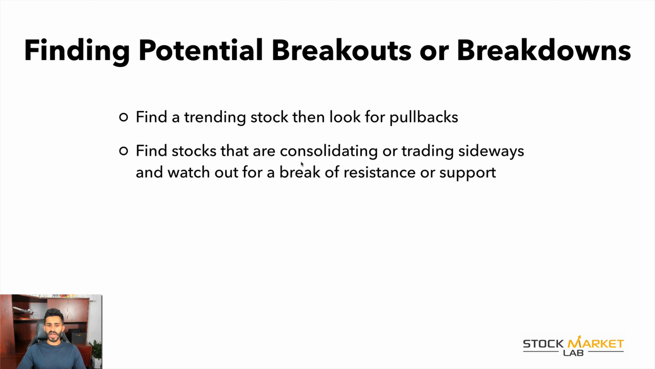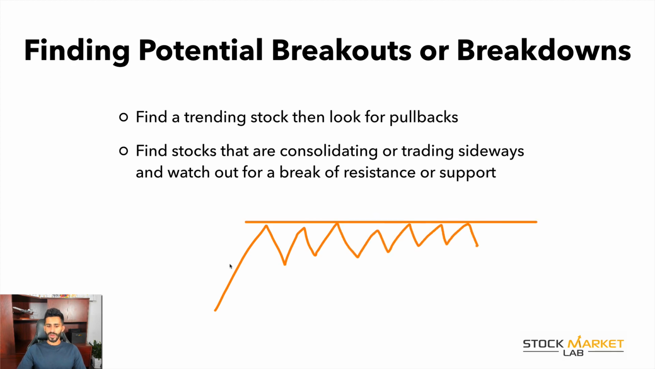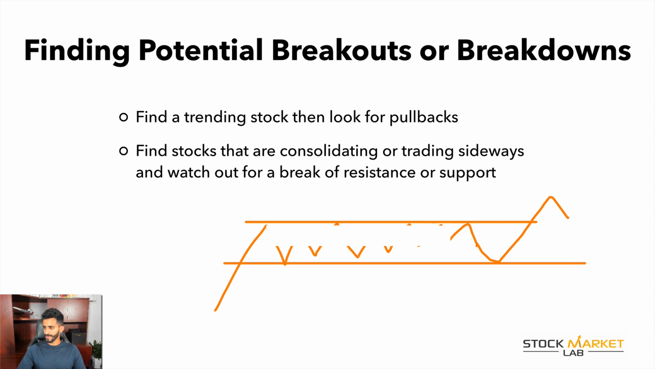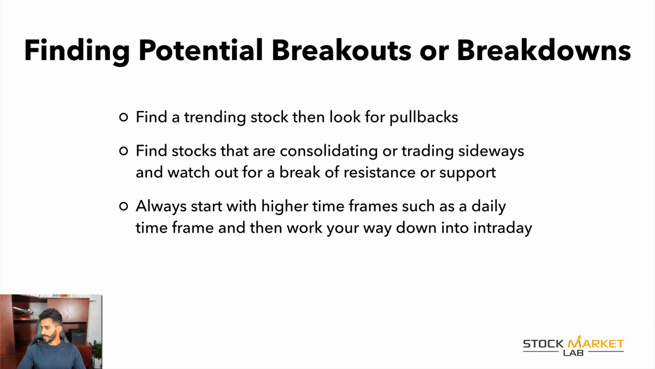Next, find stocks that are consolidating or trading sideways and watch out for a break of resistance or support. So if a stock is consolidating and let's say it's trading sideways like this, I'd want to wait for that level of resistance or support to break. Obviously, I'd want to see a break like this as opposed to seeing the stock just run right into resistance and then maybe fail, okay?